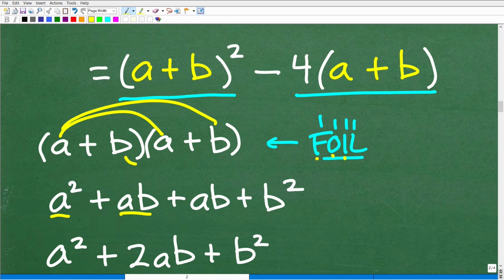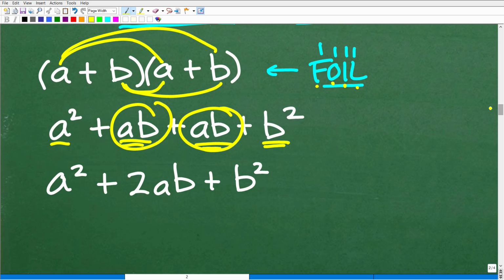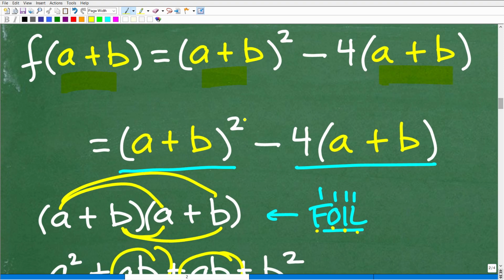The inner terms is b times a or a times b. I'll write it as ab because this is ab. Okay, ba and ab are the same. And then the last terms is b times b, which is b squared. Okay, so I have an ab here and an ab here, so that gives me 2ab. Let me go ahead and just scroll down here so we can see it a little bit better. So we have a squared plus 2ab plus b squared. That is what this part of the problem is.